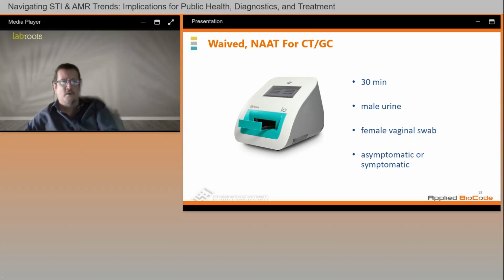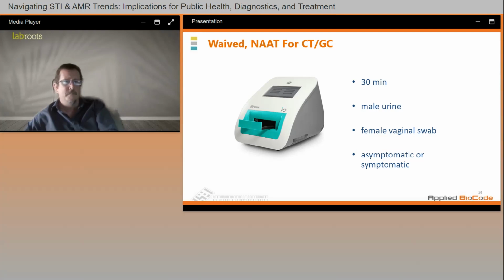I said to you there was a waived test. Most tests are moderate or high complexity according to FDA and CLIA, but there is now a waived molecular test on the market. It's a little machine. I think it runs one or two specimens at a time. In 30 minutes, on either male urine or a female vaginal swab, on this machine, which is called the Binx, you can test either asymptomatic or symptomatic people. So if you're in a clinic and think, wow, I'm never going to see this patient again, and you really want to get that result and decide whether to treat or not, you can benefit from a waived test like this.